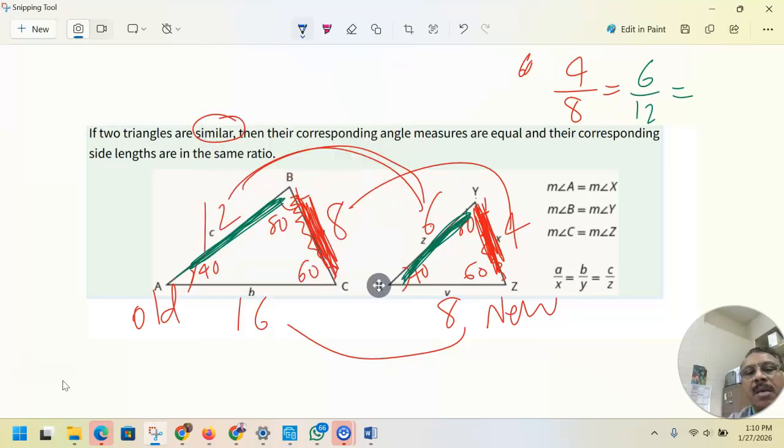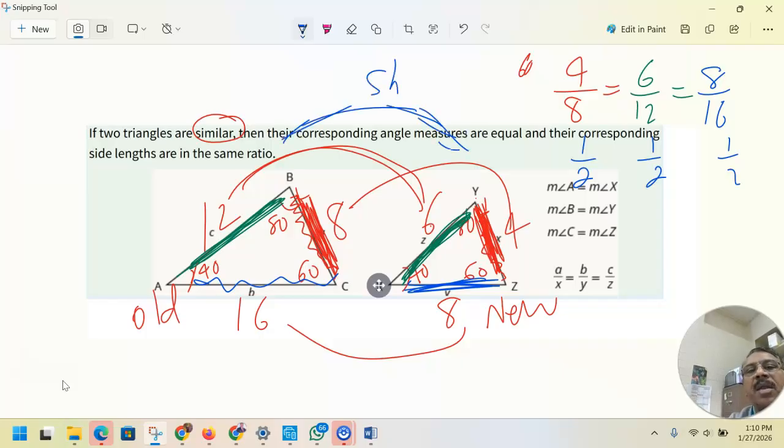is the same as the blue color, this one, which is 8, divided by this one, which is 16. And you'll see in each case you get one half. It looks like the first triangle shrinks, so we can say it shrinks by a scale factor of one half. It is a scaling, but it is shrinking.